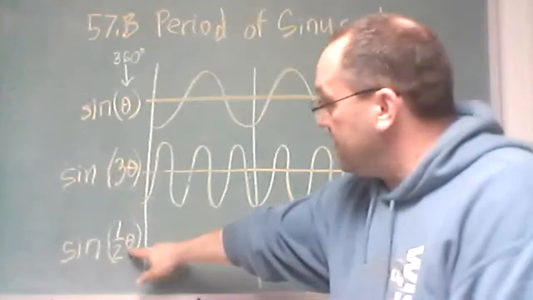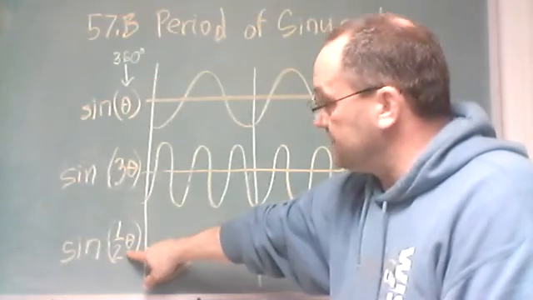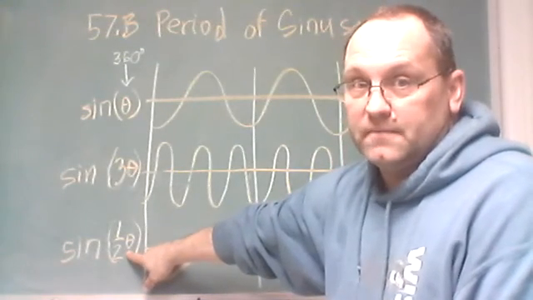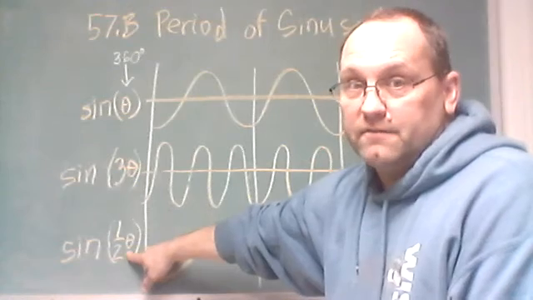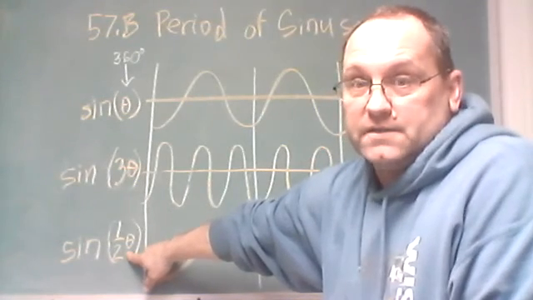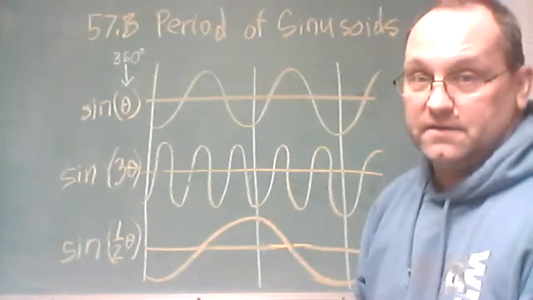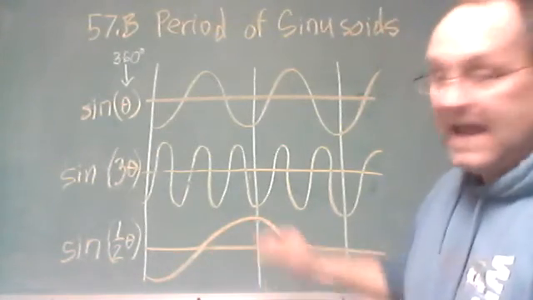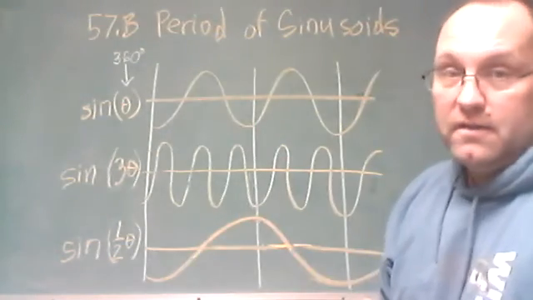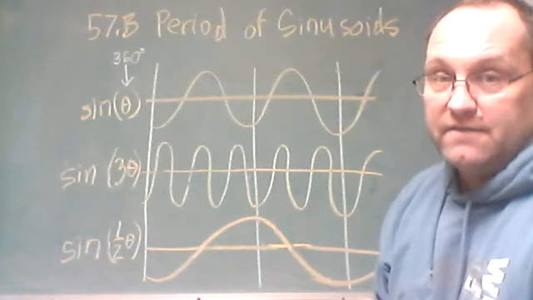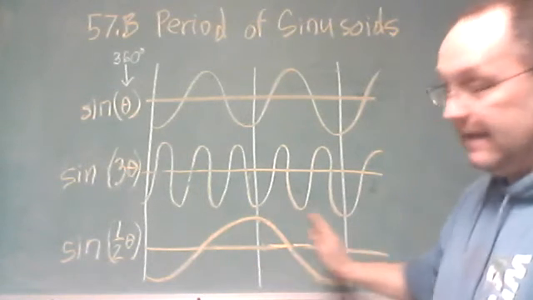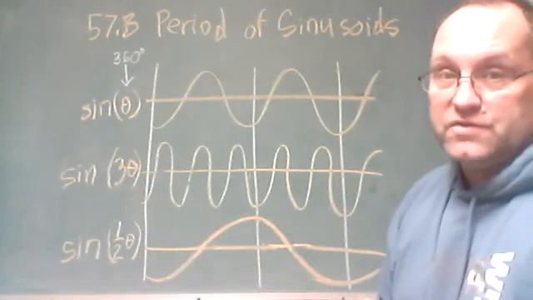Here, that 360 degrees, as far as the input goes, as far as theta or x feels, it still feels 360 degrees. The sine function, though, feels only half of that effect. So it only plots half of its normal plot as a sine function. So the period lengthens to 720 degrees.